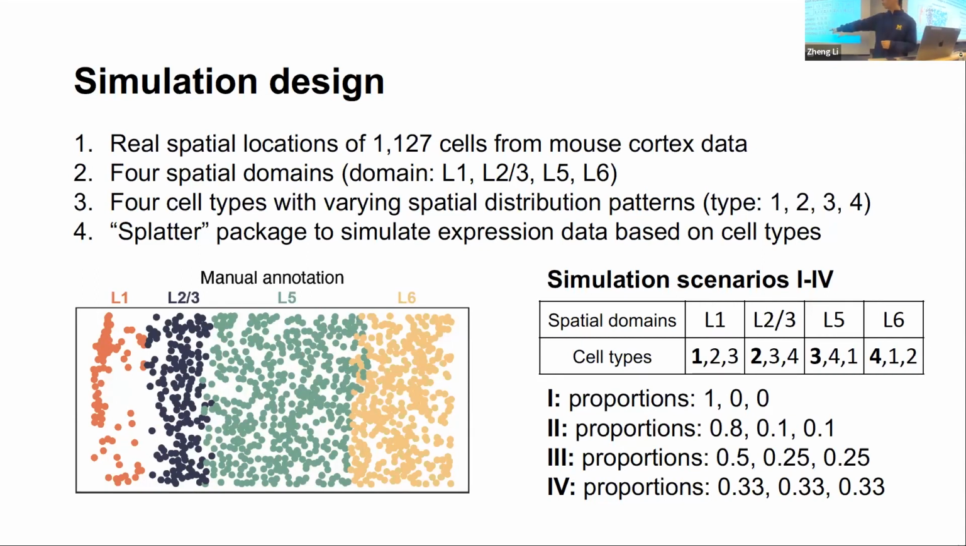We designed a total of 4 scenarios. In scenario 1, where the cell type has the strongest spatial distribution pattern, each spatial domain is basically dominated by 1 cell type. In scenarios 2 and 3, the proportions of the dominant cell types are either 80% or 50%, and the proportions of the other non-dominant cell types are 10% and 25%. In scenario 4, the cell type has the weakest spatial distribution pattern, and each cell type is located in 3 different spatial domains.